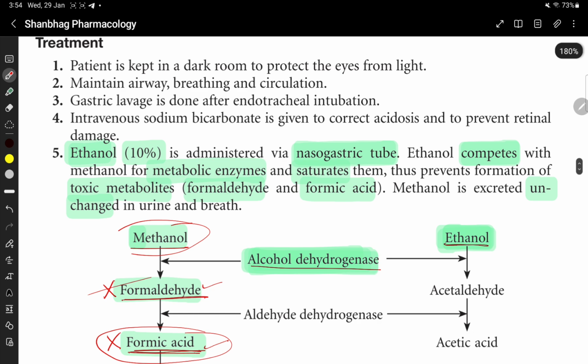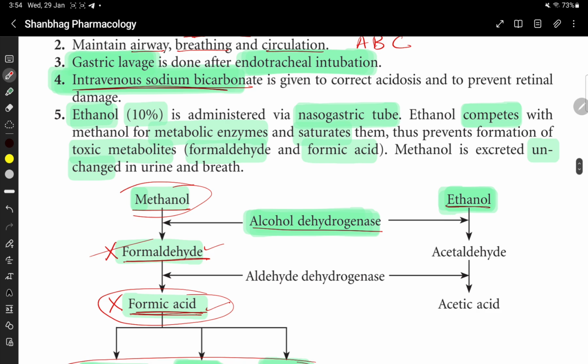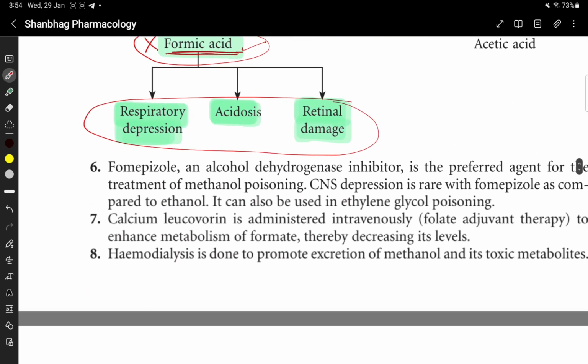The treatment of methyl alcohol poisoning: the patient is kept in a dark room to protect the eyes from light, maintain airway, breathing and circulation. Gastric lavage is done after endotracheal intubation. Intravenous sodium bicarbonate is given to correct acidosis and to prevent retinal damage. Ethanol 10% is administered via nasogastric tube.